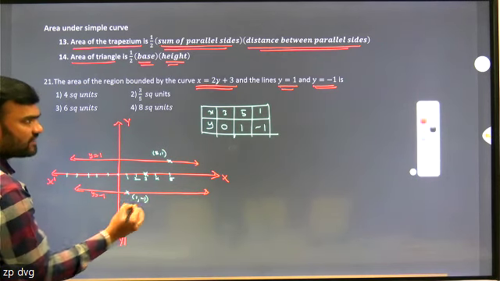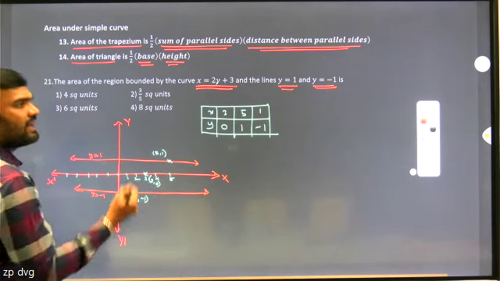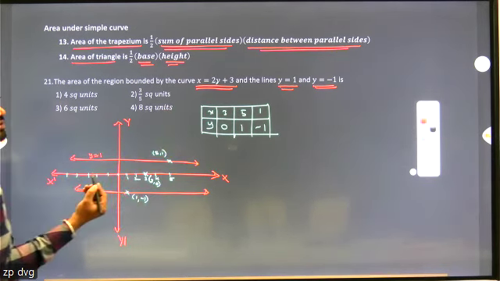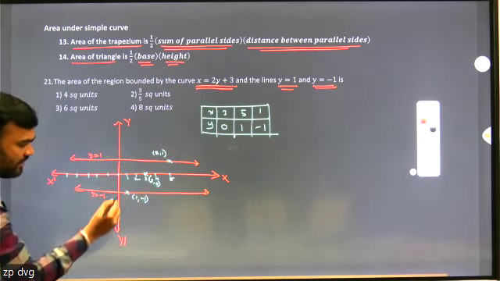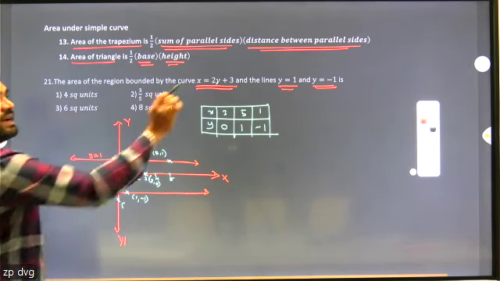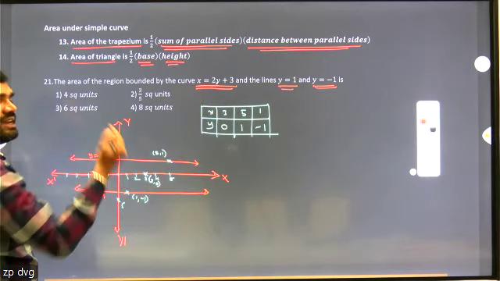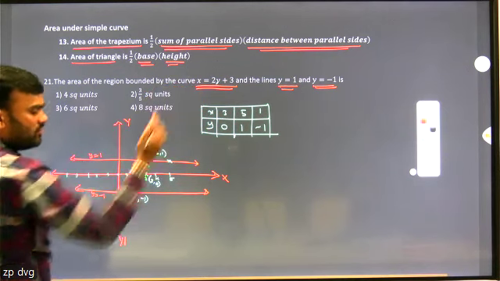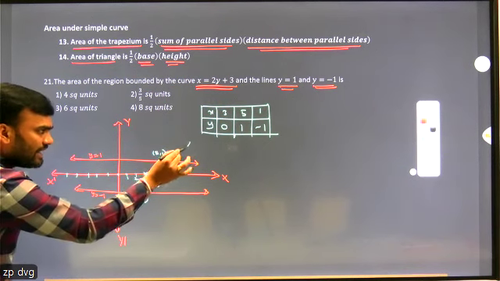1, minus 1. Here 3, 0. And also, y equal to 0 means x is equal to 3. And x is equal to 0 means y is equal to minus 3 by 2. Minus 3 by 2 will come here. If y is 0, x becomes 3. If x is 0, y is equal to minus 3 by 2. We have to draw the line.